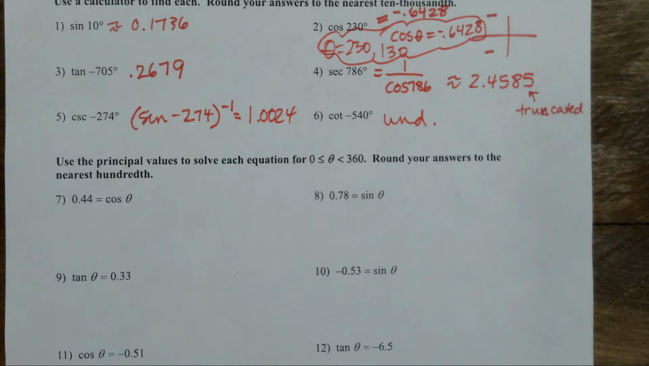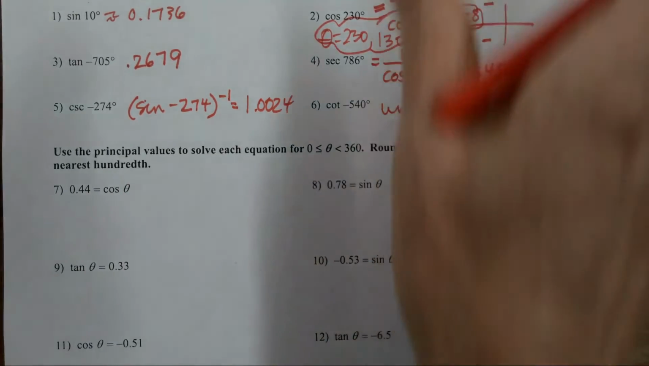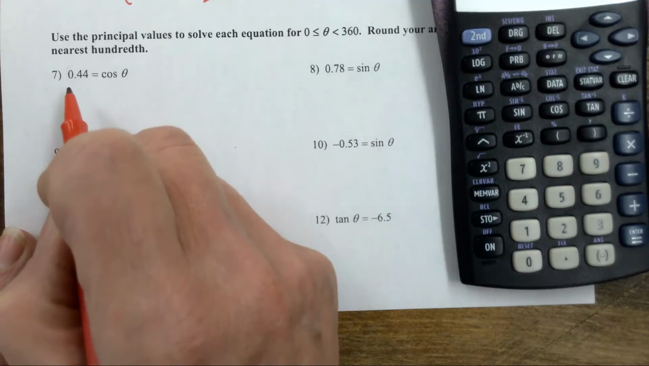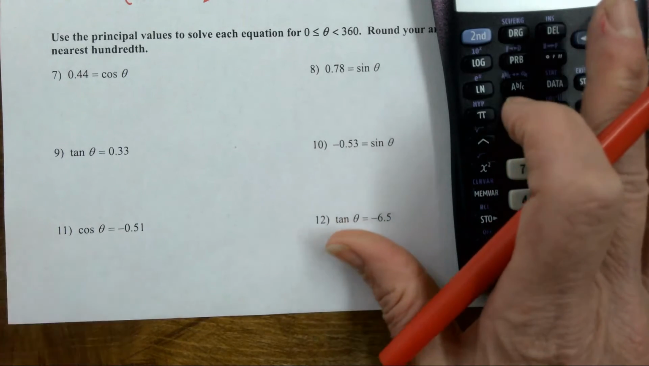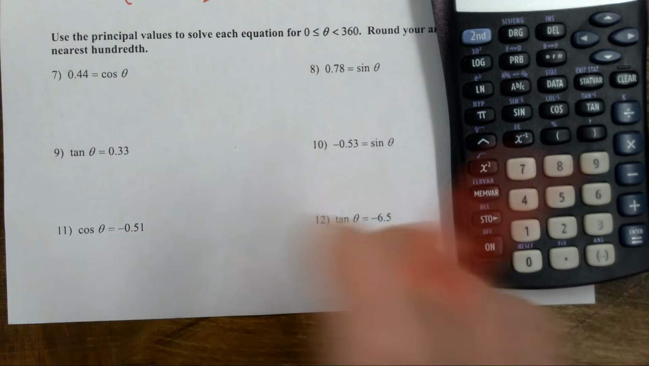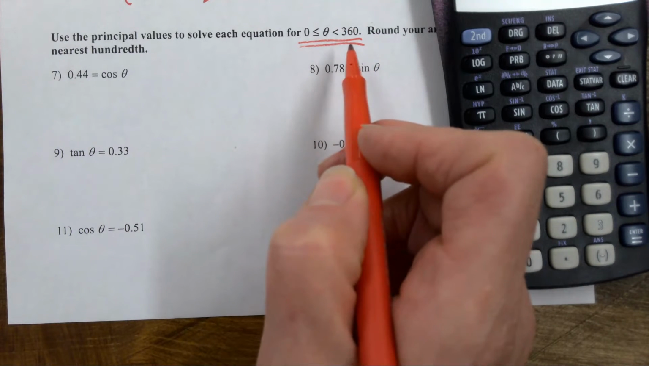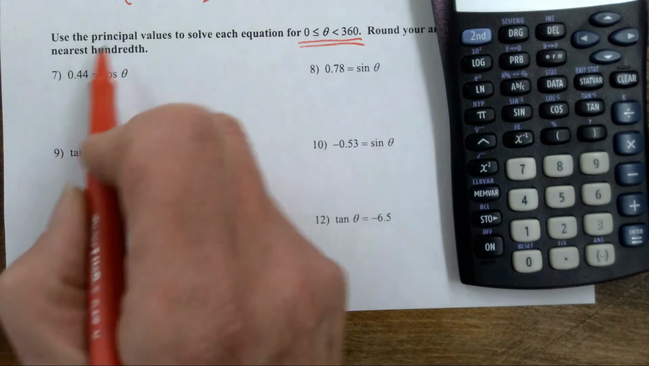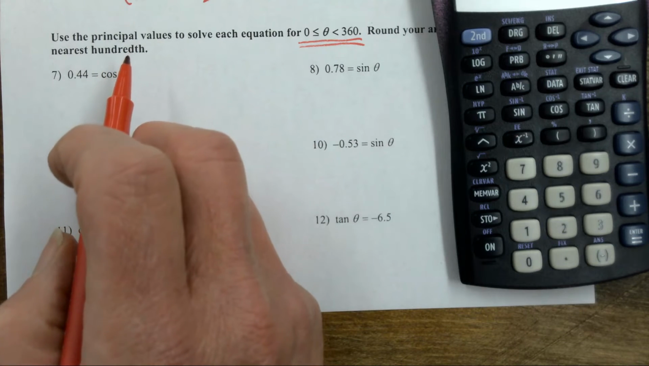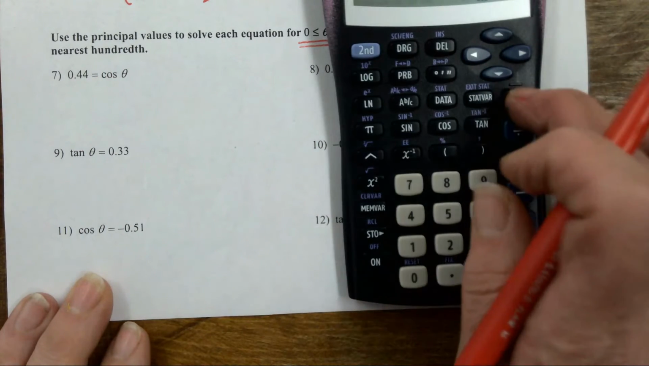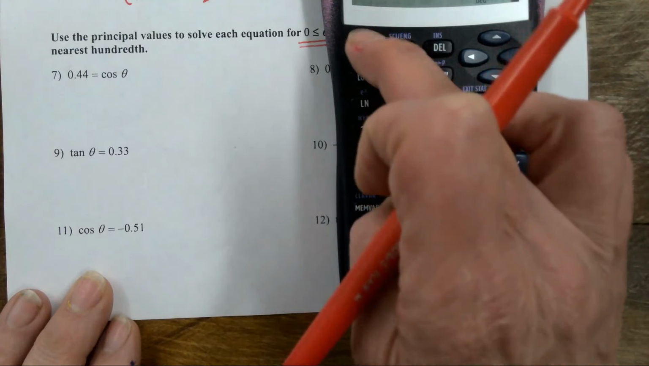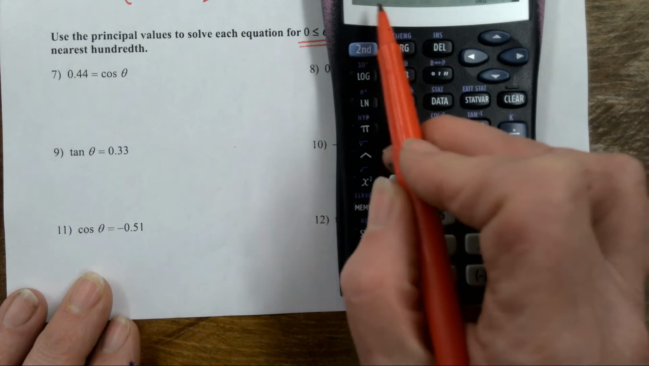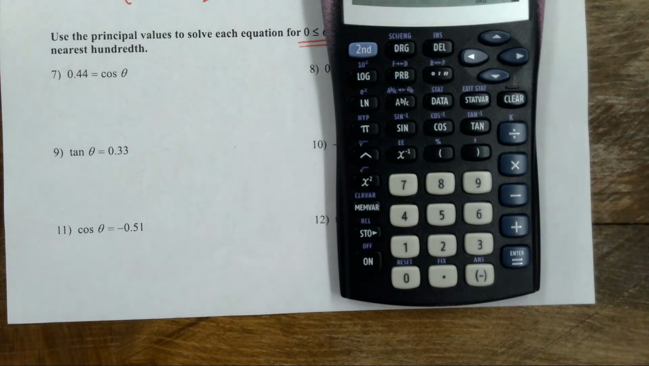Okay? So if I'm solving number 7, it wants me to figure out when is the cosine 0.44. And if I plug it in the calculator again, it's only going to give me one answer. But I want to go all the way around the circle, and so I should have potentially two answers, right? So when is the cosine 0.44? Well, I can figure that out by plugging the inverse in my calculator. So I do second cosine 0.44, and I will get an answer. About 63.9-ish. Are we okay with that?